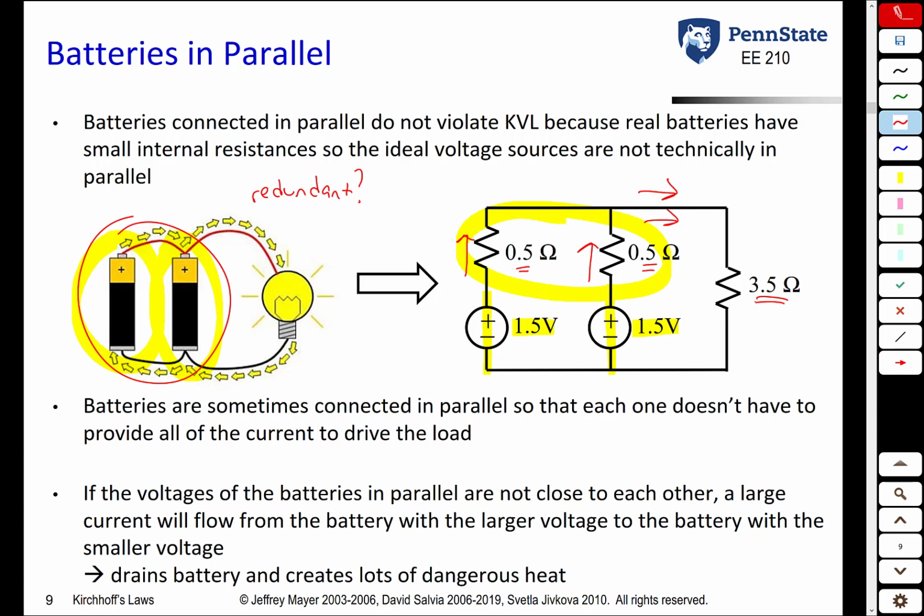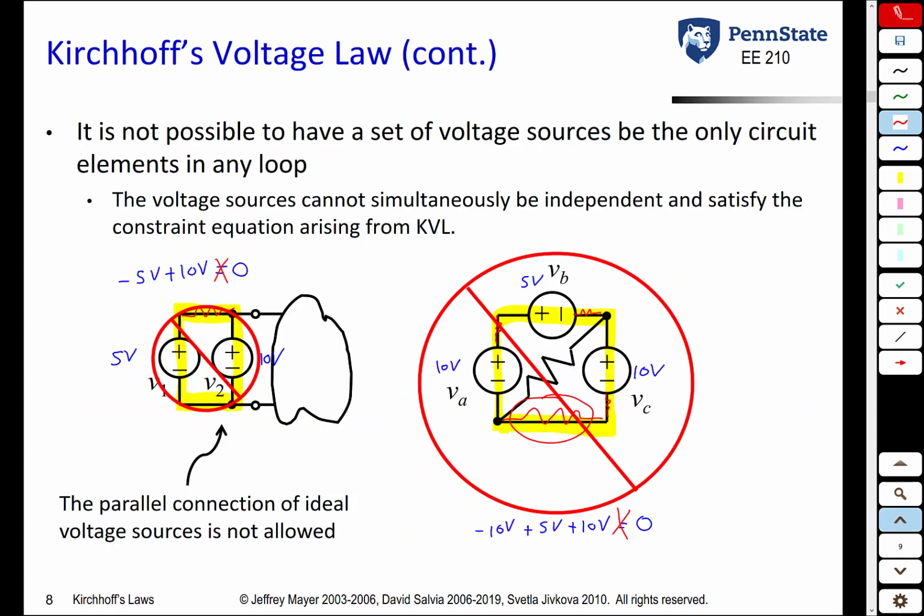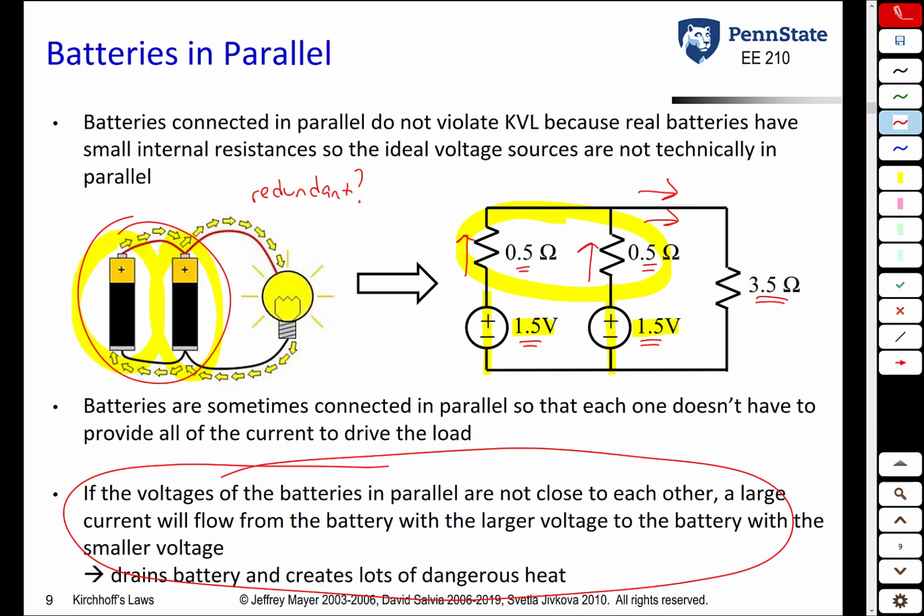But as I said on the previous page, if you have a situation where these two voltages are not identical, you would get very, very large currents flowing in the circuit. And what that would do is drain the batteries and also create some dangerous heat. Bottom line, as we said on the previous page, you never connect voltage sources in a loop where you violate KVL. The only time that you would want to connect voltage sources in parallel is if they are the same value, such as in a situation with the battery here.